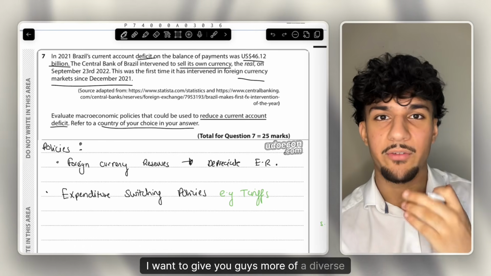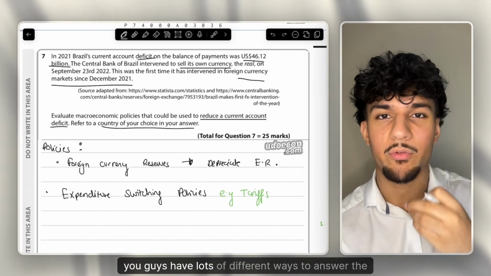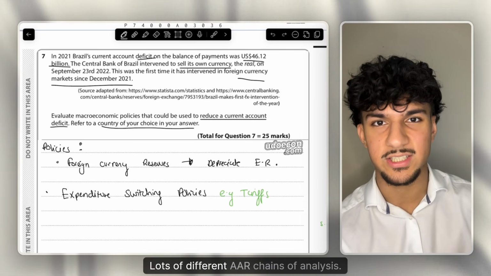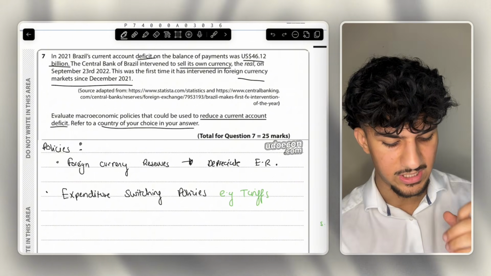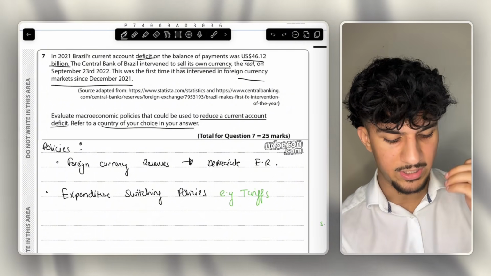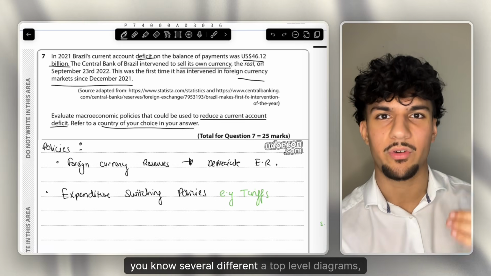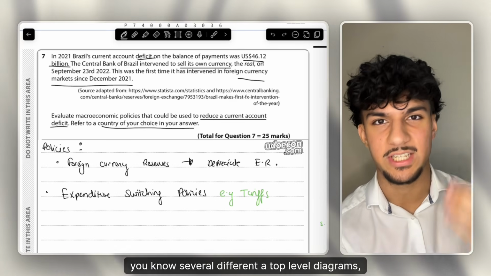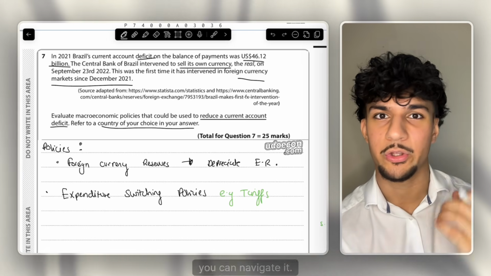I want to give you guys more of a diverse portfolio, so if a hard question comes up, you have lots of different ways to answer the question, lots of different A-star chains of analysis. So I will briefly go through tariffs, but I am going to focus this paragraph on subsidies to domestic producers. So instead of being a one-trick pony, you have several different A-star top-level diagrams and chains of analysis, so any difficult, maybe curveball question, you can navigate it.